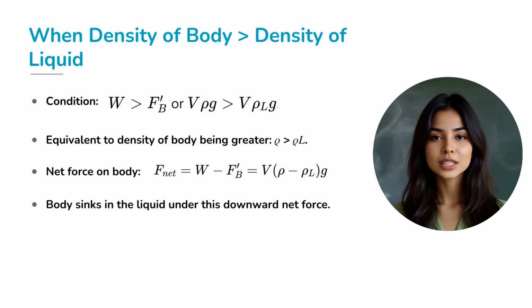Now let's take the first case, the body sinks. This happens when the weight is greater than the buoyant force. Mathematically, W is greater than F_B', or Vρg is greater than Vρ_L g. This condition is the same as saying that the density of the body is greater than the density of the liquid. In that case, the net force acting on the body is downward. It equals V times (ρ minus ρ_L) times g. And that is why an iron nail sinks in water, because its density is higher than water's density.